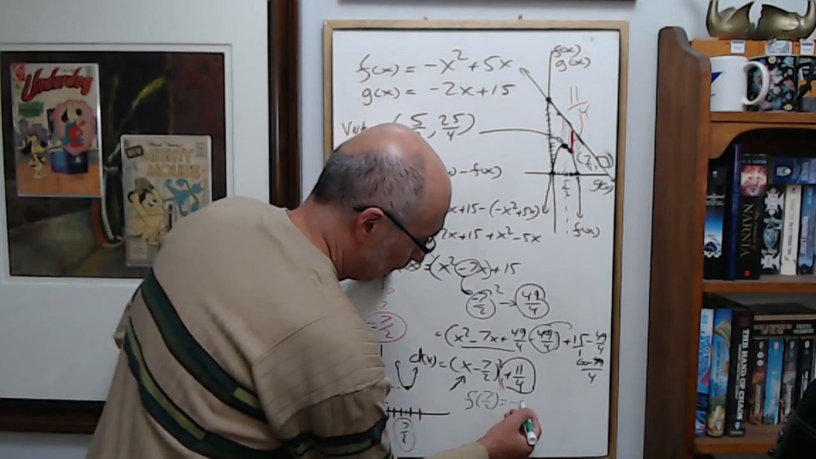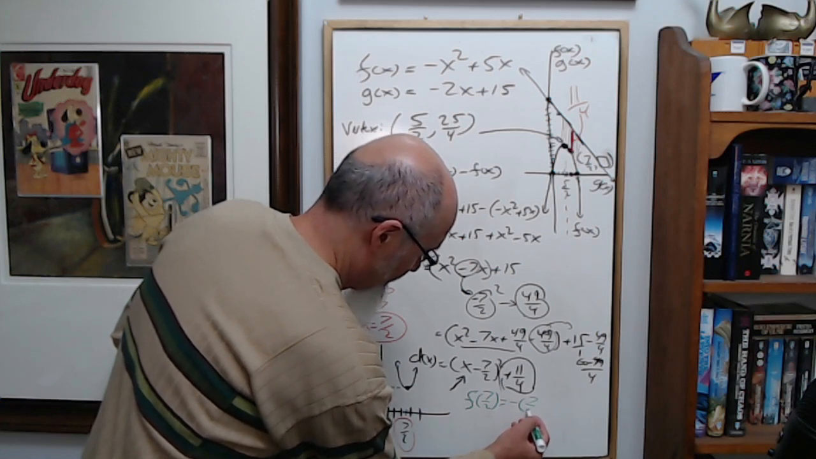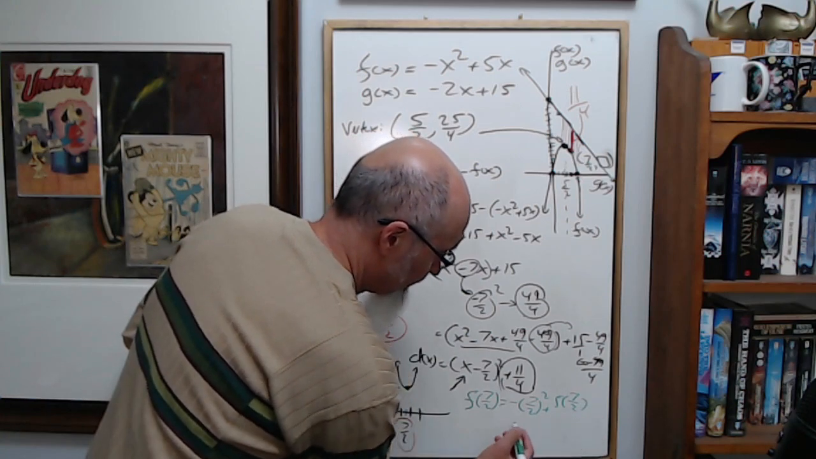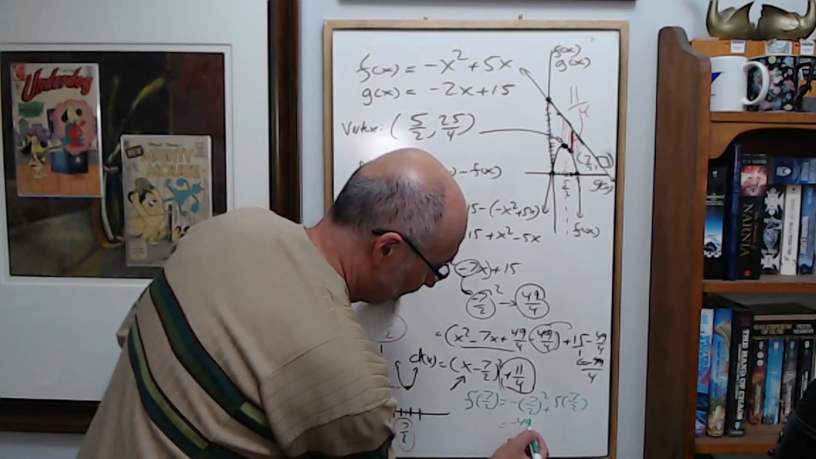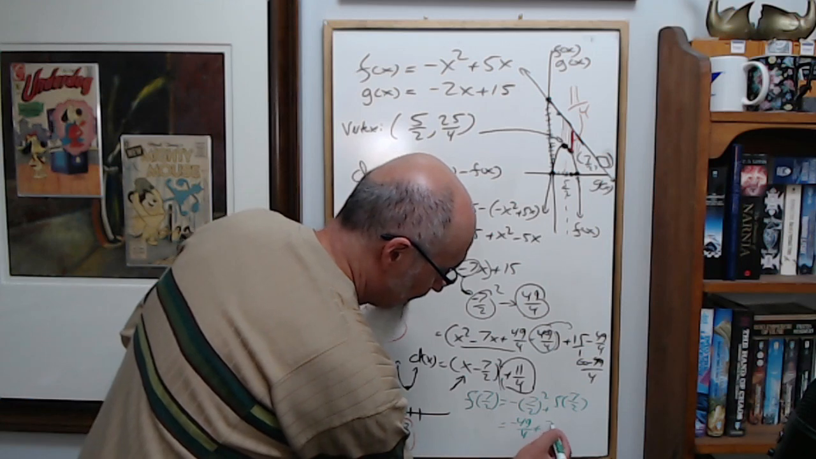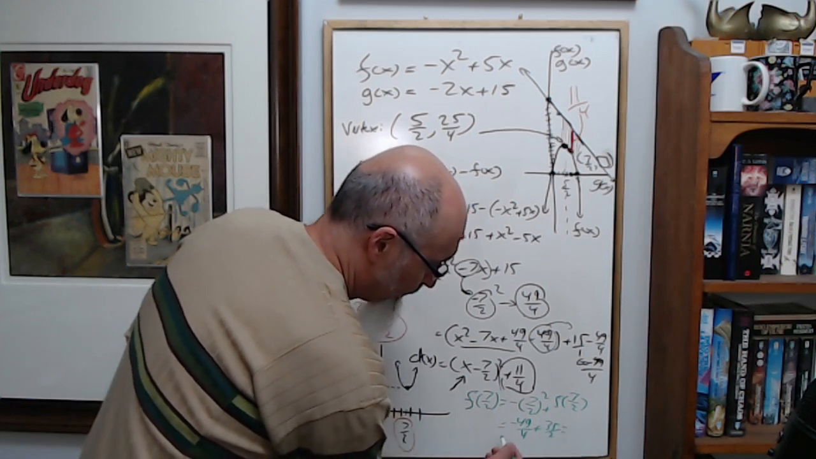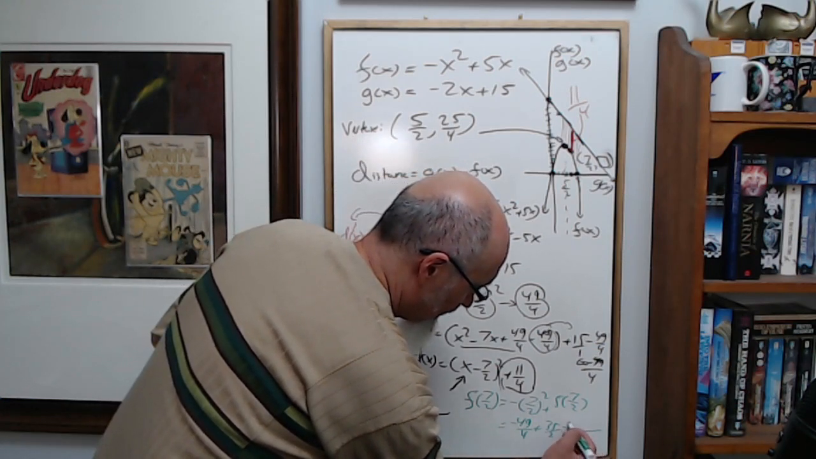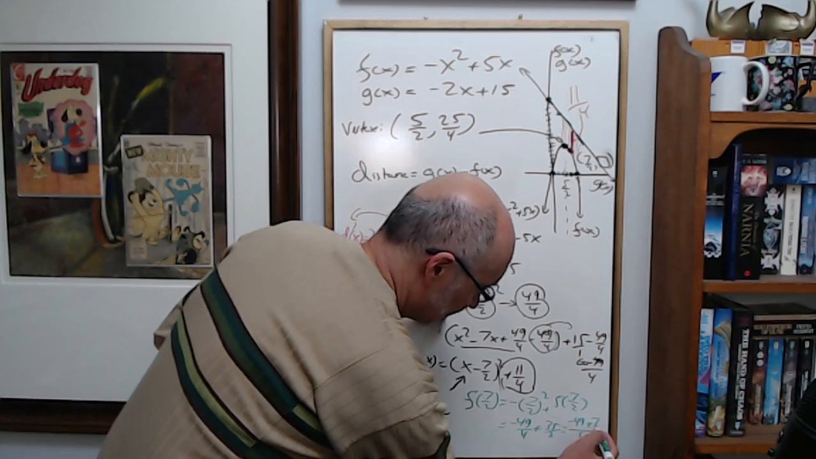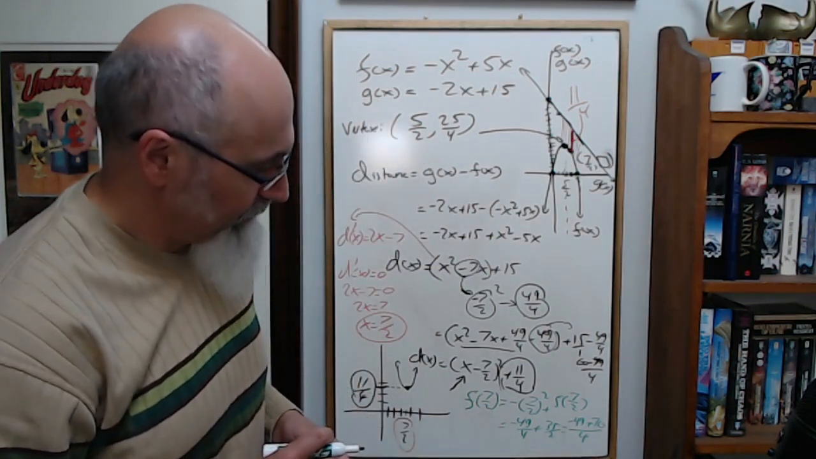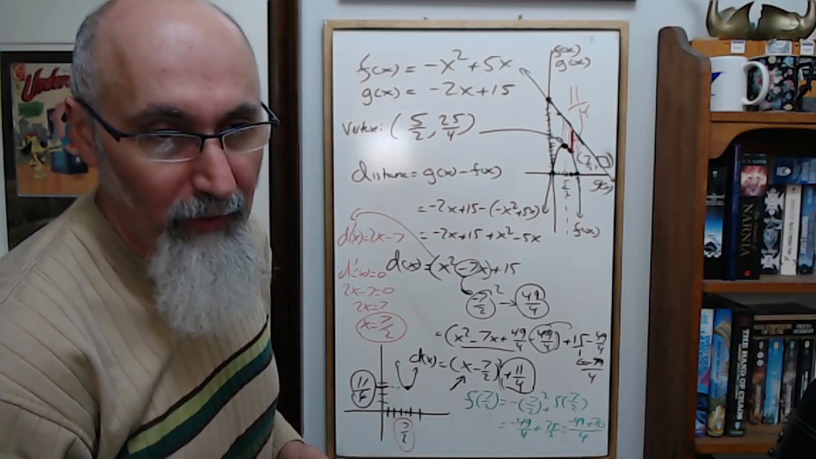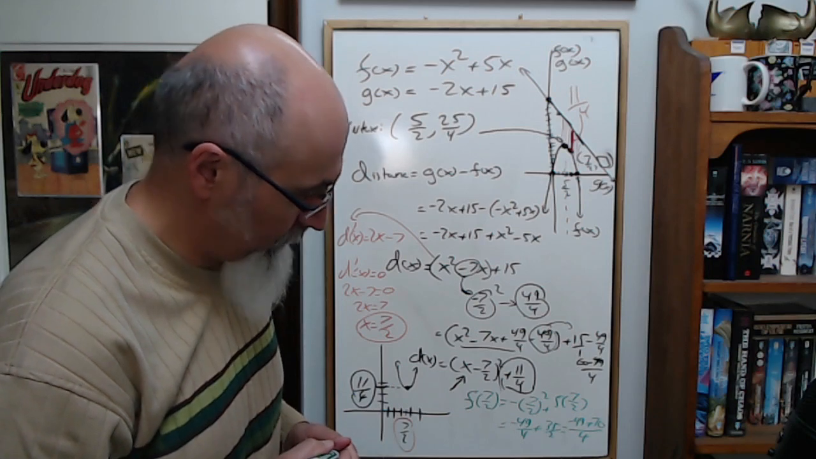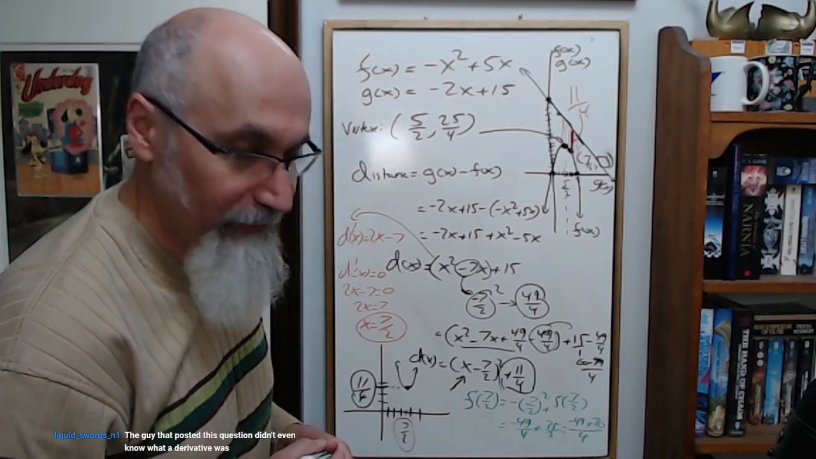I like it. Negative 7 over 2 squared plus 35 over 2. So this would be negative 49 over 4 plus 35 over 2, which is going to be 70 over 4. Negative 49 plus 70, what is that? 21, right? 21 over 4. Is that correct? Yeah, 21 over 4.